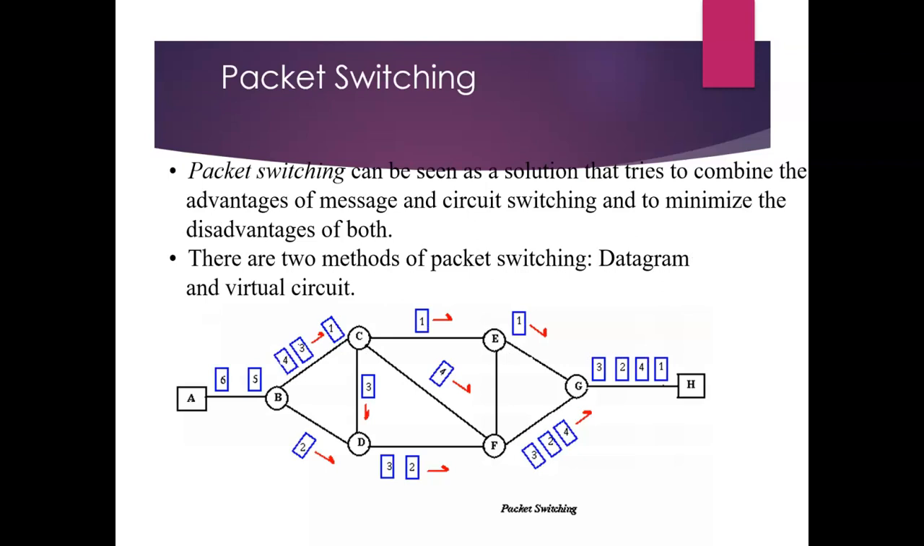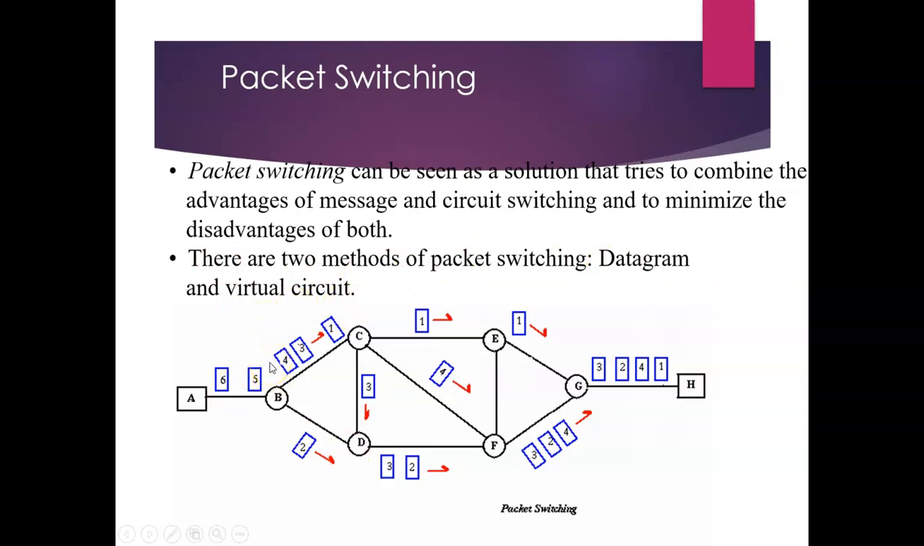So next we go for packet switching. Packet switching is a third variation of switching. In this, it tries to combine the advantages of message switching and circuit switching, to minimize the disadvantages of both. In the sense, it will use some better concepts from message as well as from circuit switching. There are two methods of packet switching: one is the datagram and the other is the virtual circuit.